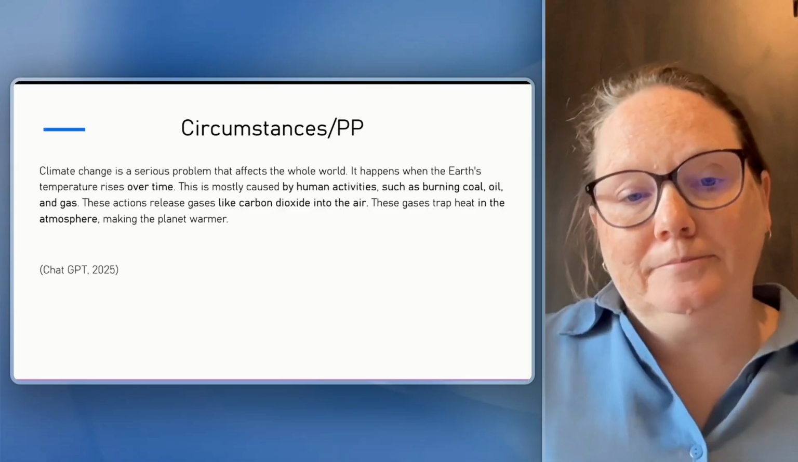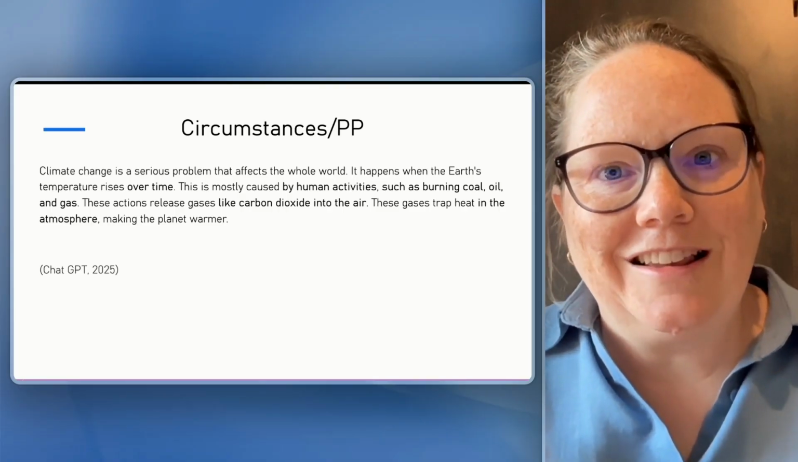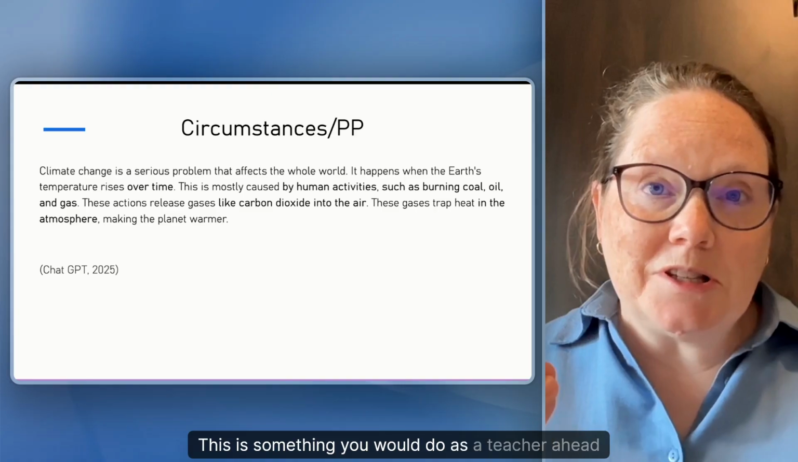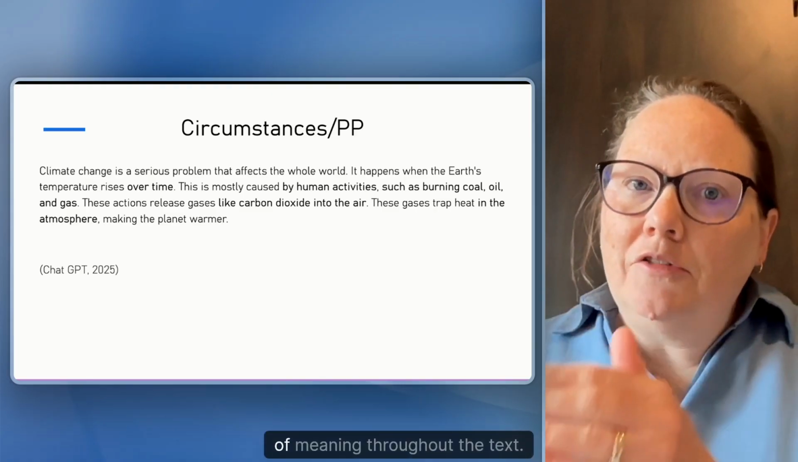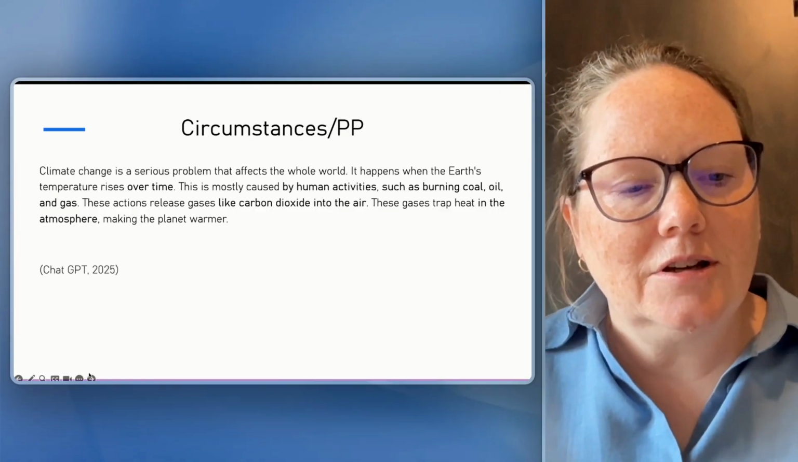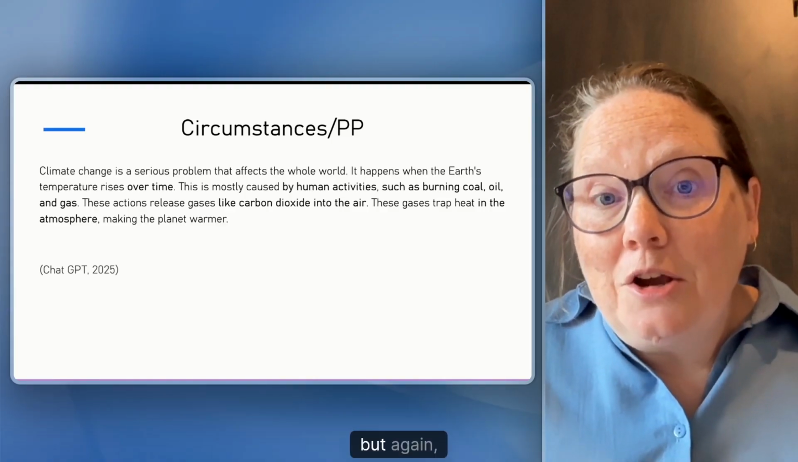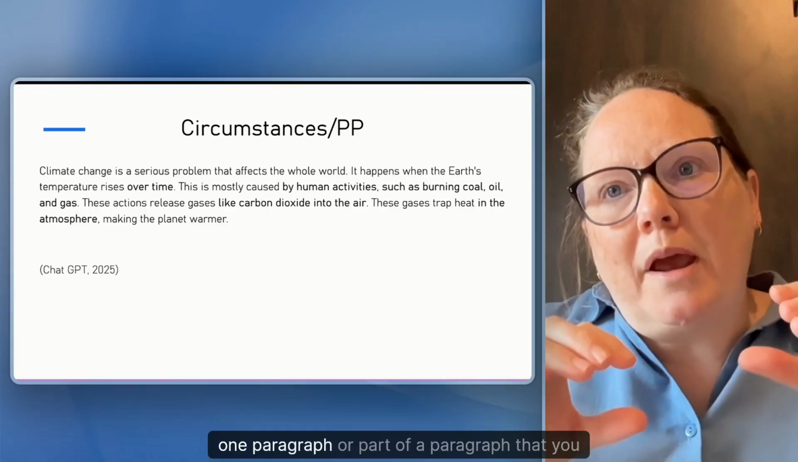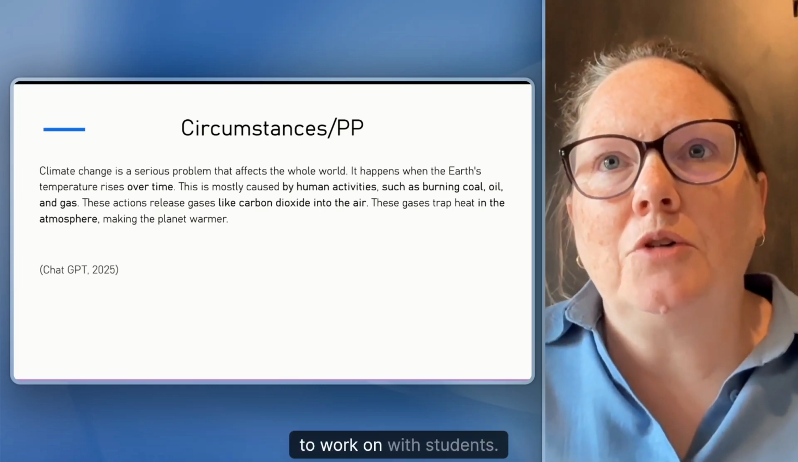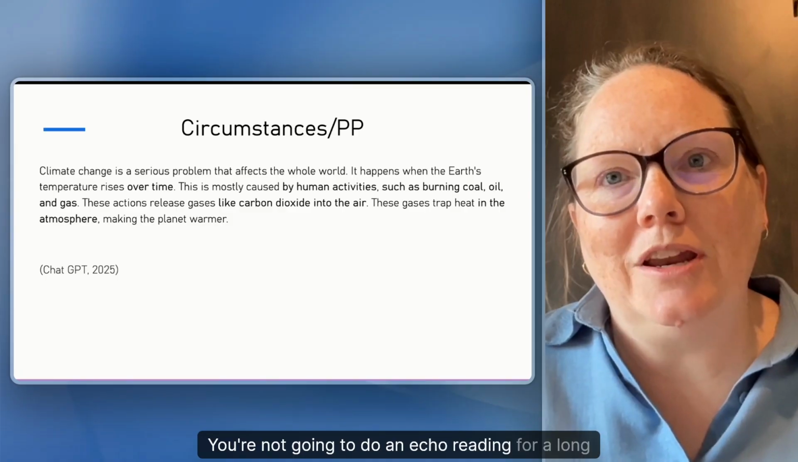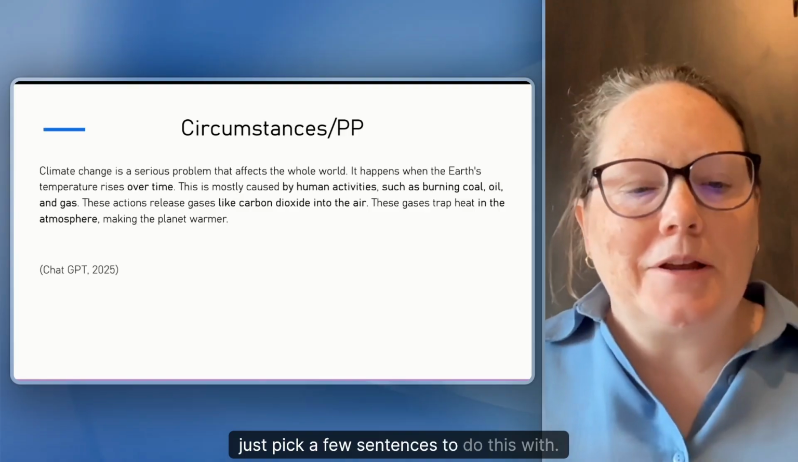Okay, and this is something that would be done before coming to class, right? This is something you would do as a teacher ahead of time, thinking about what are the different chunks of meaning throughout the text. And this text might be a much longer text, but again, you would find one paragraph or part of a paragraph that you would want to work on with students. You're not going to do an echo reading for a long text. Just pick a few sentences to do this with.